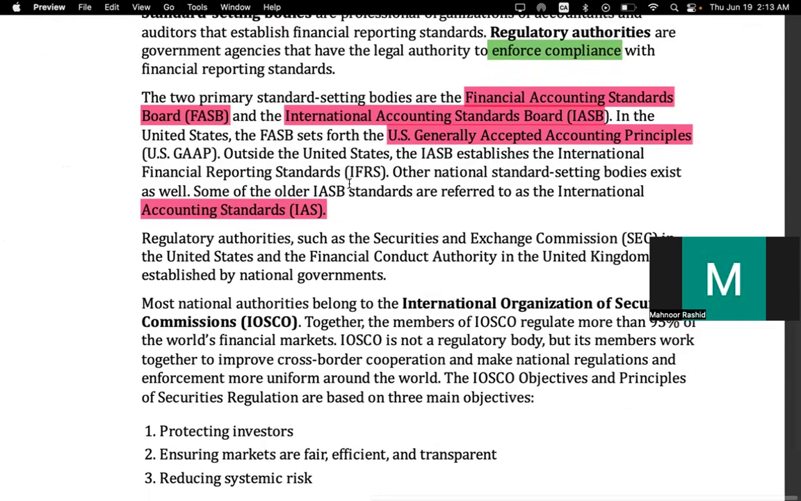Right, so we know that there are two primary standard setting bodies in the world: the IASB, the International Accounting Standards Board, and the FASB, the Financial Accounting Standards Board. FASB has set forth US GAAP. IASB has set forth IFRS, which is followed everywhere around the world.